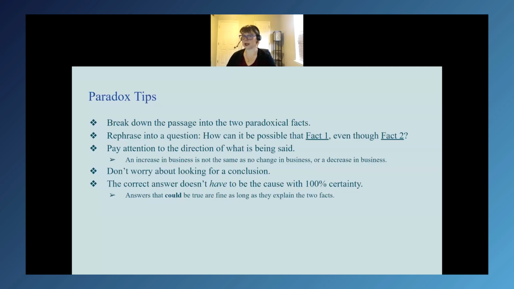Don't worry about looking for a conclusion. There will not be one. I often use the word argument to describe these passages out of habit, but these are actually not arguments. They are just a series of facts, and then you resolve the paradox. They do not have conclusions.